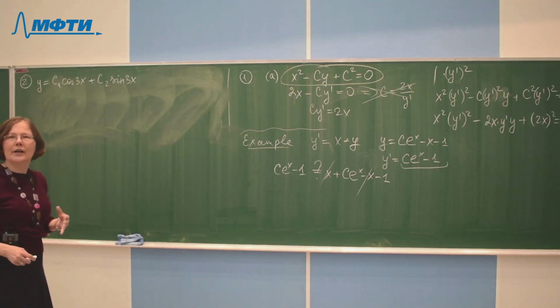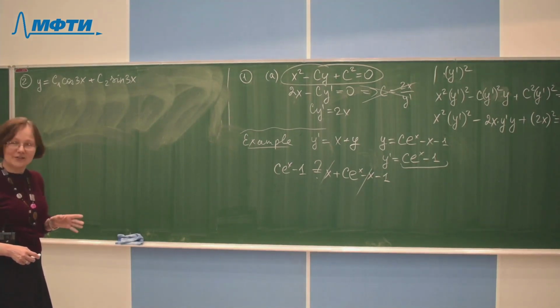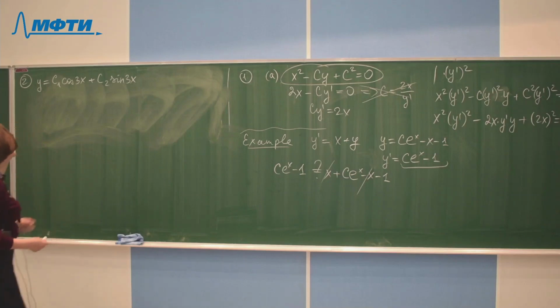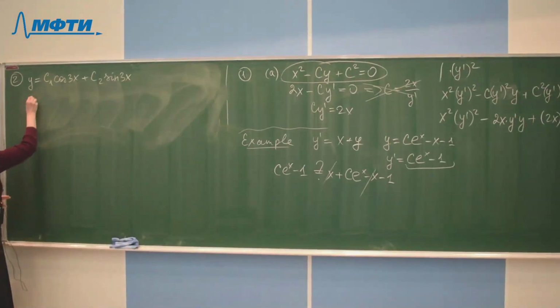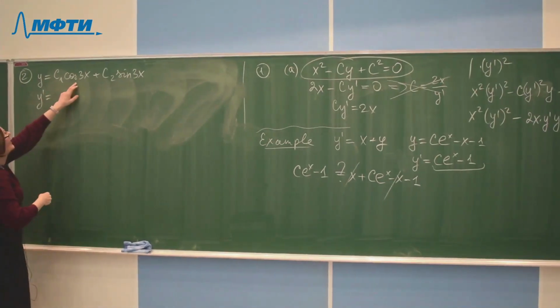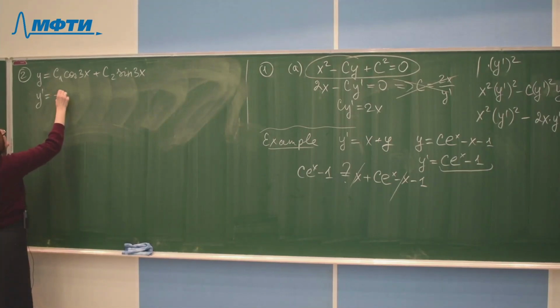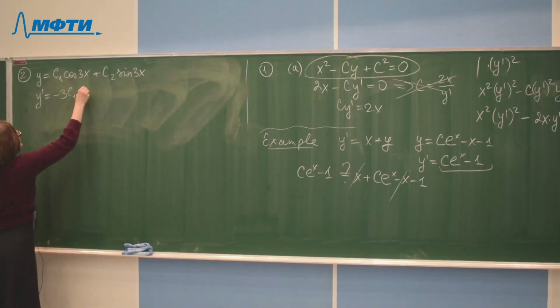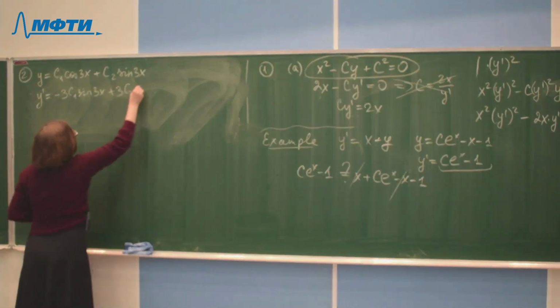What will be the order of the differential equation? Correct, 2. So we should create a second order differential equation, right? Let's differentiate this. Y prime will be, the derivative of cos is minus sine, so minus 3c1 sine 3x plus 3c2 cos 3x.